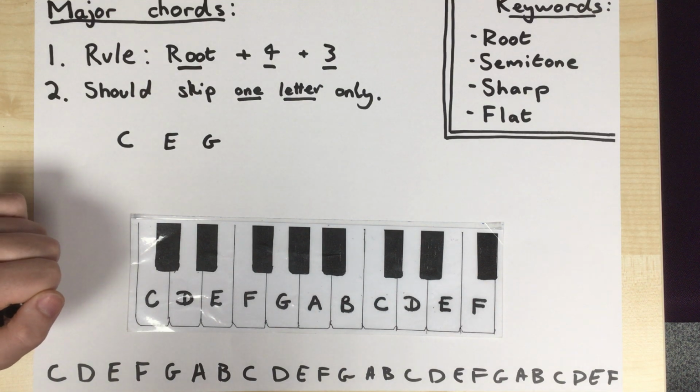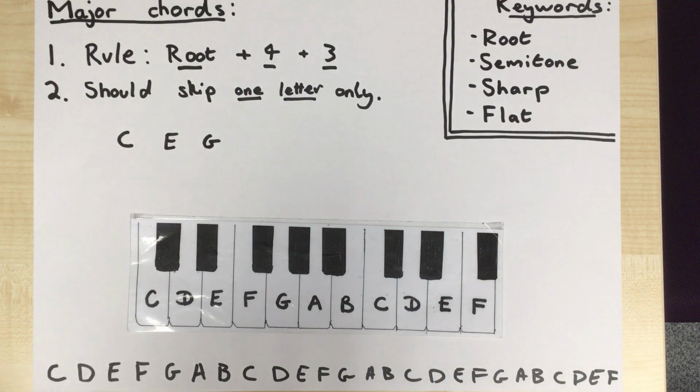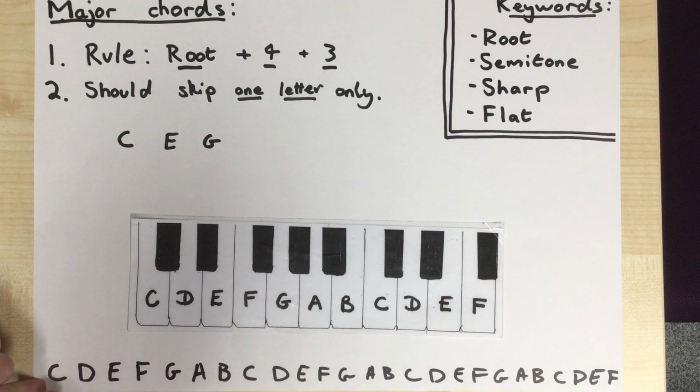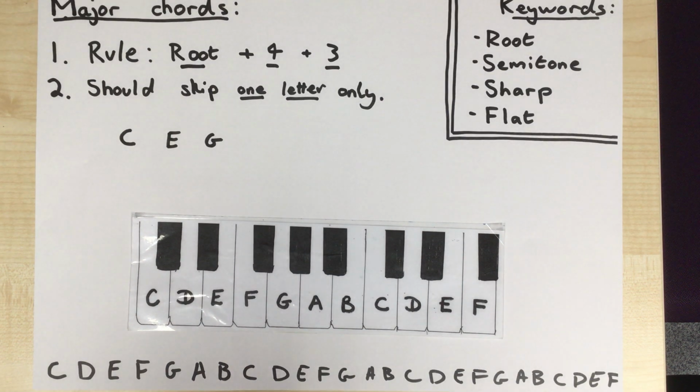Now, at this stage, I need to go and check rule number 2. It says it should skip only one letter at a time. So, if I go down here, I can see C. I've skipped only one letter in D to then be E. I've skipped only one letter in F to be G. So C, E and G. I've skipped one letter each time, job done.